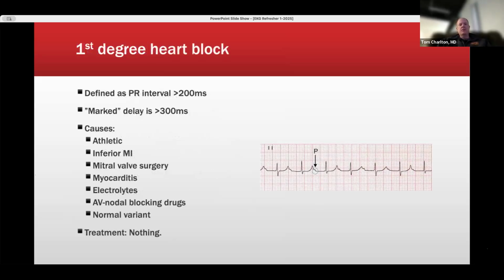All right, in a first-degree heart block, we've got a PR interval that is greater than 200 milliseconds. If it's anything over 300 milliseconds, it's considered a marked delay. Most of the time, this is caused by athletics, can be a normal variant where somebody doesn't have any risk factors. Sometimes we'll see it in previous heart surgery or inferior MI, etc. This does not require treatment. It doesn't progress. It doesn't cause symptoms. It doesn't cause any problems. So the treatment is we just basically look at it and go, oh, okay, you've got a first-degree heart block. No big deal.